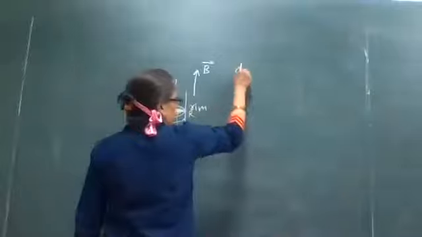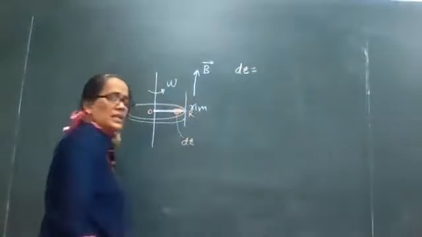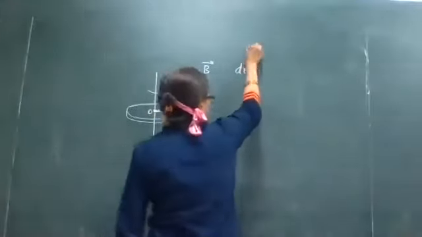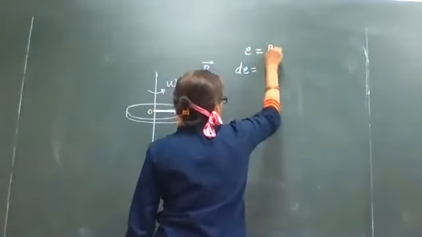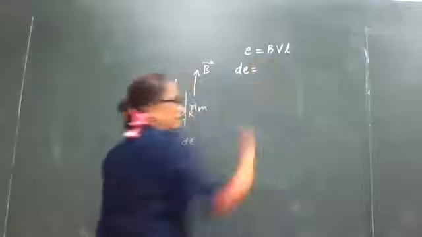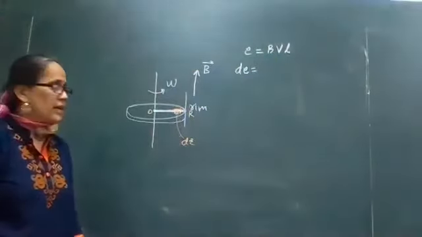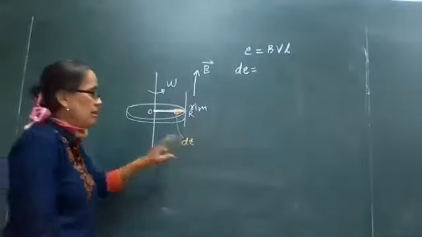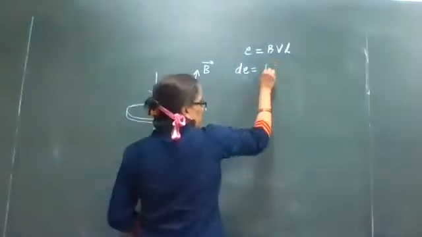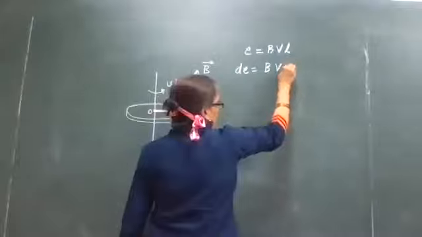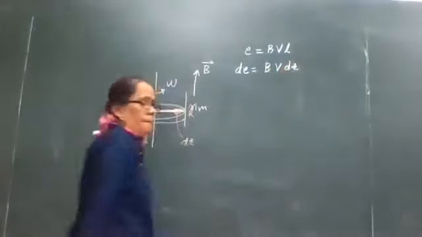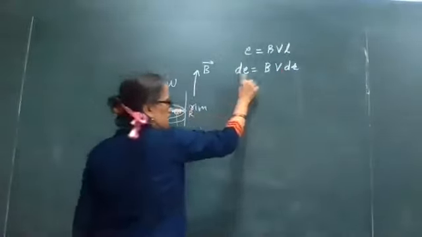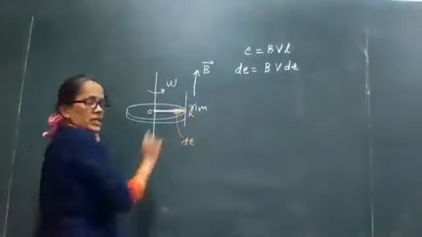So the small EMF induced, dE, is equal to, according to your formula, what is our original formula? EMF induced is nothing but BvL. Clear? But now the element length is dr, so L will be replaced by dr. So here it will be Bv dr. Got it? Now this is nothing but the small EMF induced in here.